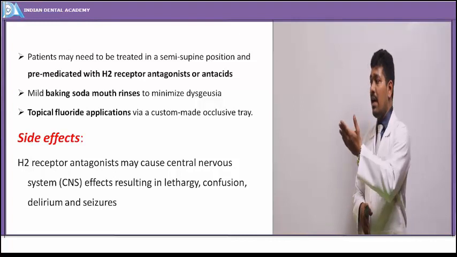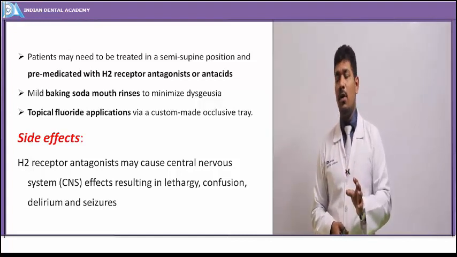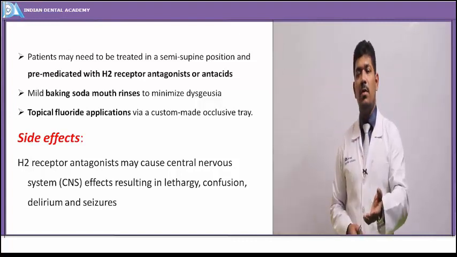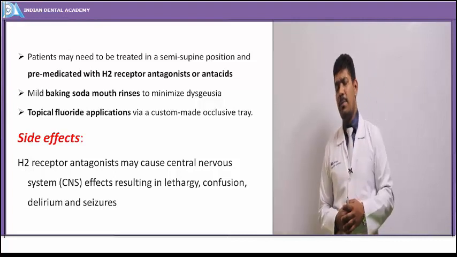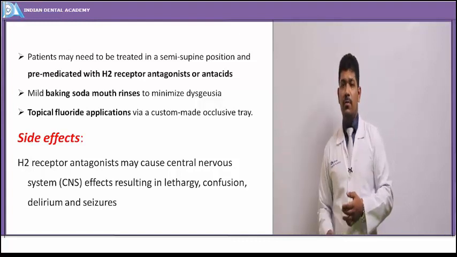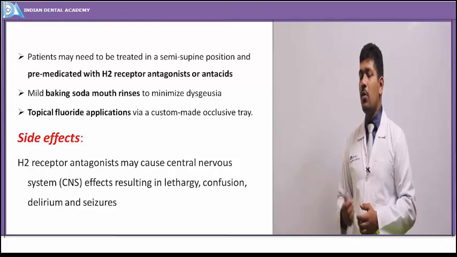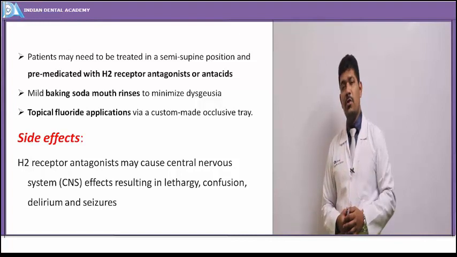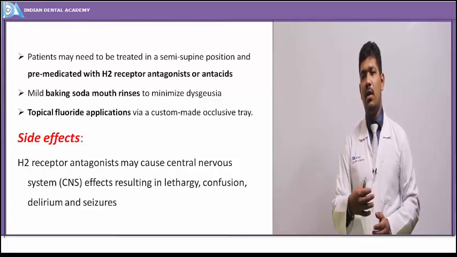Now, to minimize this acid effect and to minimize this dysgeusia or the foul breath within the mouth arising because of this acid content, we have to take into consideration the usage of mild baking soda mouth rinses, which counteract the effect of acid. Also, because of the erosions seen because of this acid, we can use topical fluoride applications, which result in the remineralization of enamel and the dentin. Also, the side effects of H2 receptor antagonists include general complications such as CNS problems resulting in lethargy, confusion or delirium, which have to be taken into account while treating middle-aged to older age patients.